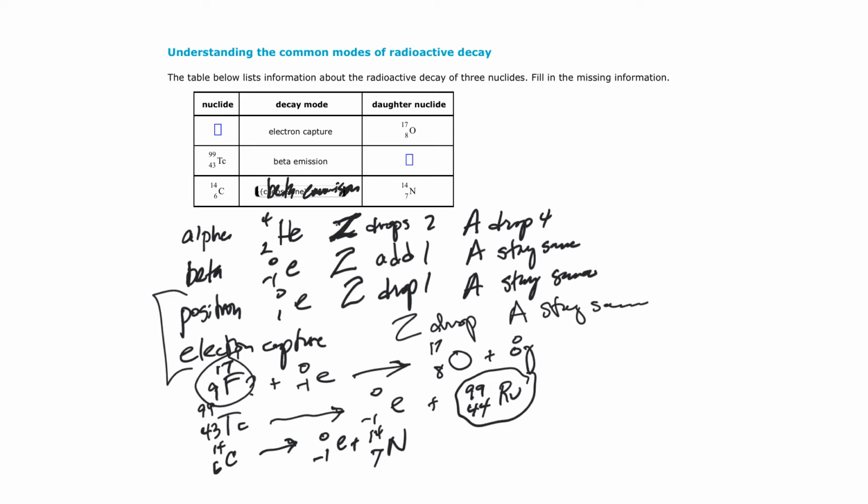This is going to be ruthenium 99. And what was the original one? Fluorine, which was 9, and it went up to 17. Fluorine 17.